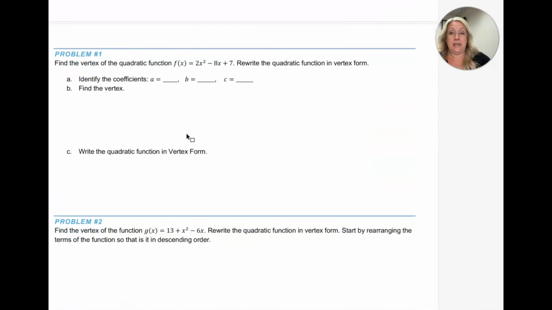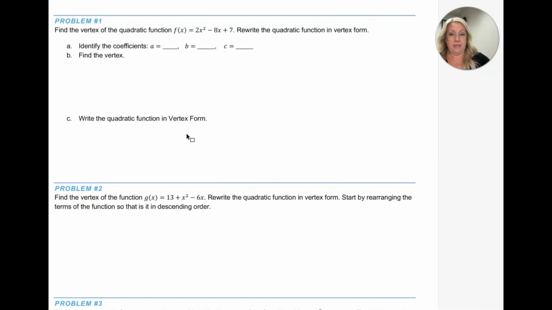All right, let's take a look at this first problem and find the vertex of the quadratic function f of x equals 2x squared minus 8x plus 7. Rewrite the quadratic function in vertex form. So it's telling us find the vertex first, and then we're going to use that to change our quadratic function into vertex form. So let's first identify these.